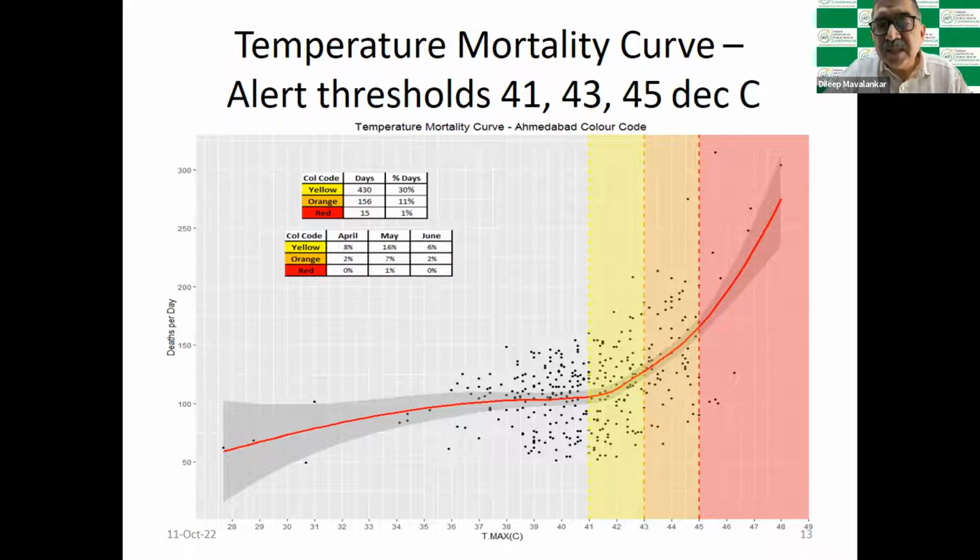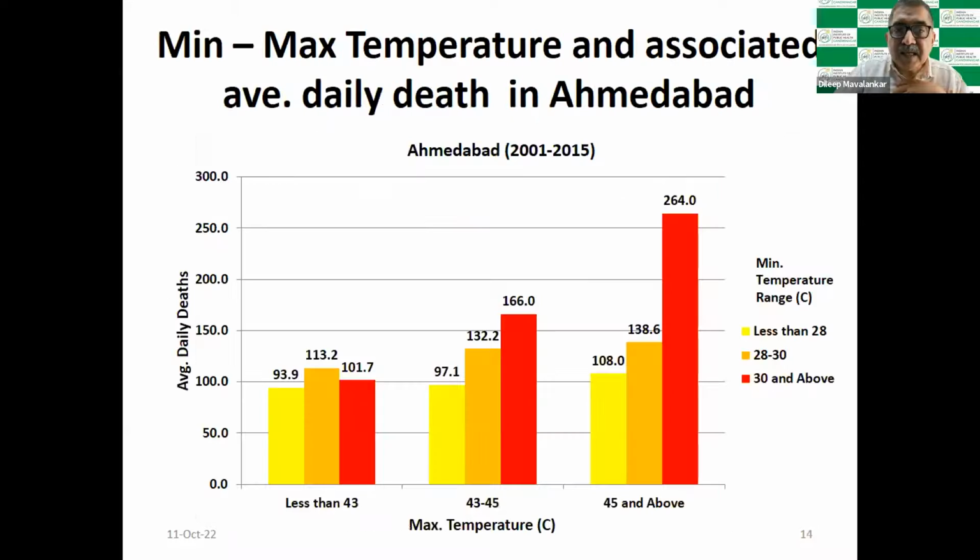There's not much statistical analysis we have done, but roughly we divided the maximum temperature categories into more than 41 degrees, which is yellow alert, more than 43 degrees, which is orange alert, and more than 45 degrees, which is red alert, where the temperature went quite high. And these were used as cutoffs for our heat action planning.